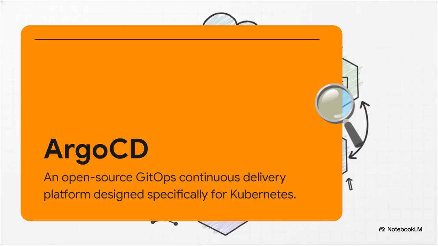ArgoCD flips this entirely by utilizing a secure pull model. ArgoCD actually lives securely inside your Kubernetes cluster. It doesn't need open firewalls for incoming traffic. Instead, it reaches out to securely pull your configurations from Git. It acts as this always-on, highly secure observer, ensuring that your architectural theory is actually enforced in reality.